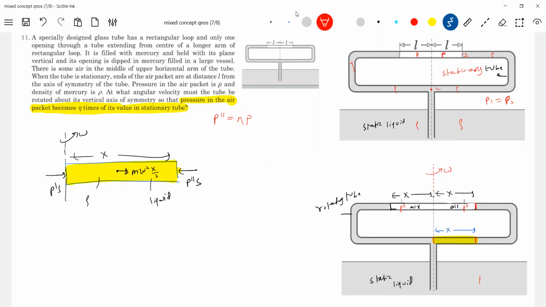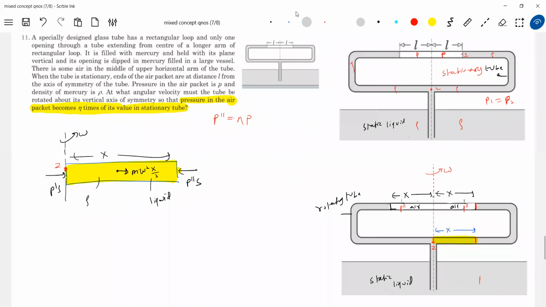Now as I rotate, what will happen to the pressure at point 2? Will it change? The question comes here. Pressure at 2 should not change because what is the state of this liquid? This is a static liquid. So what is the pressure here? It should be the same. So at the axis, the earlier pressure should be the same. Though the tube is rotating, the pressure of the liquid present at the axis should be the same.